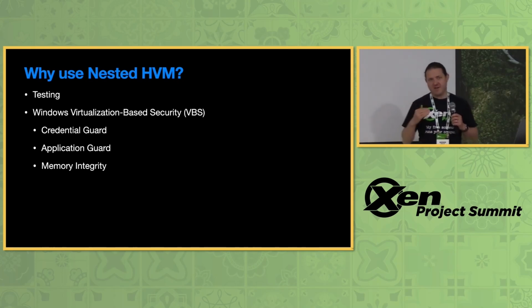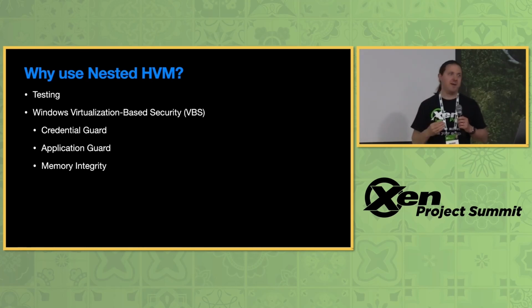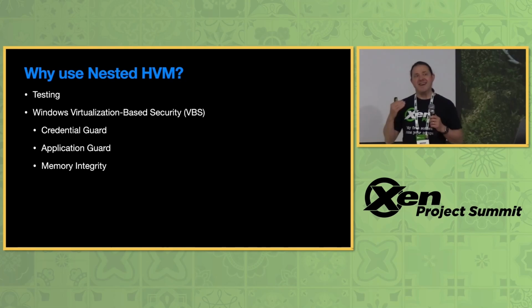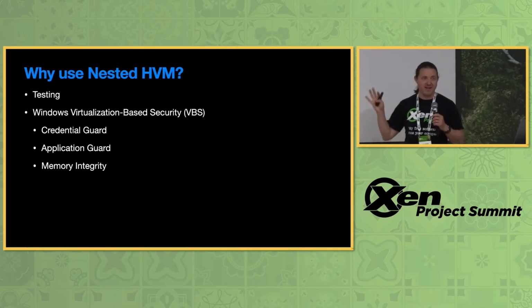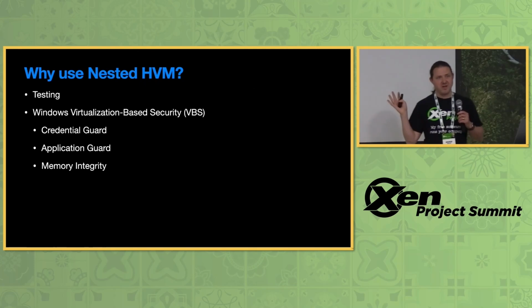But the bigger thing from Xen server's perspective is Windows virtualization-based security. Windows has started using the HVM features for itself to give itself advanced protection. There are things you may have heard of like Credential Guard, Application Guard, memory integrity, and so on. All of these use the hardware virtualization features of Intel and AMD, which means if you're running Windows virtualized, you have to have nested virtualization to enable these.